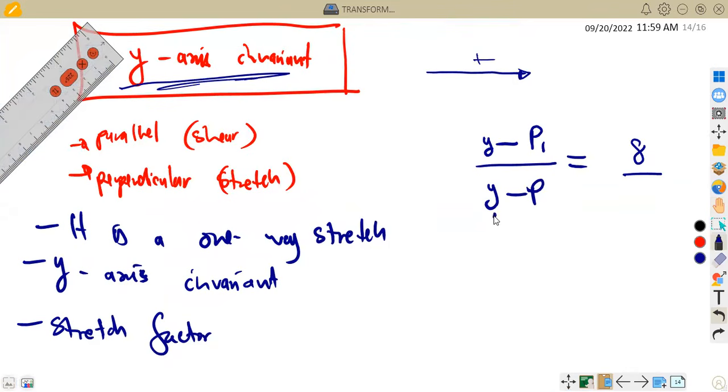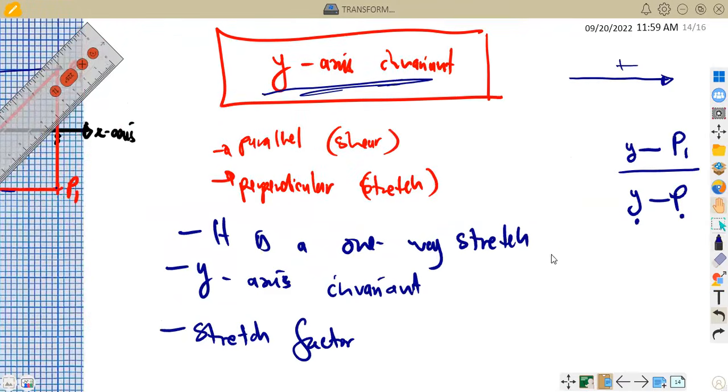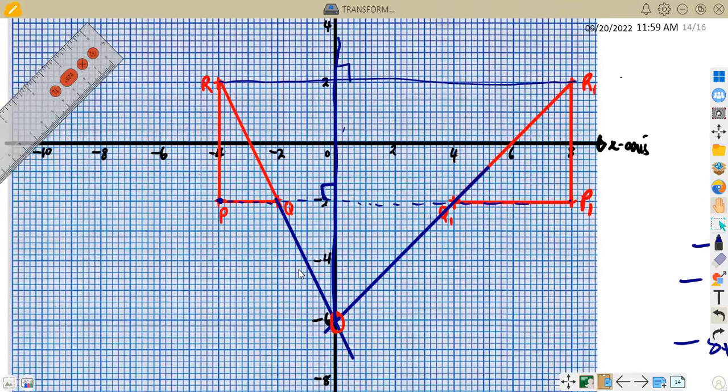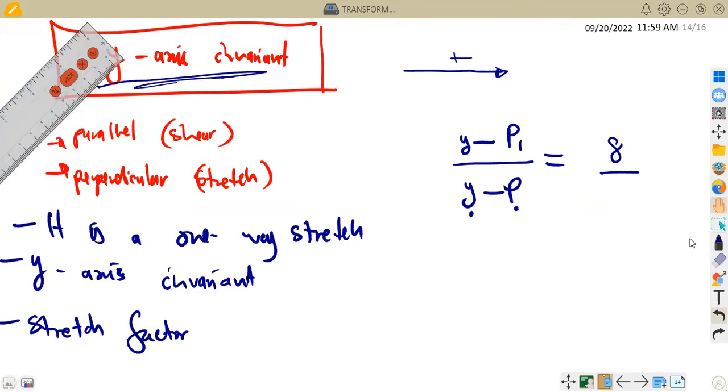Then from the y-axis, which is your invariant line, to the object, which is P, how many units are you going to move? We start again from the y-axis, going to P. As you can see, now we are going to the left, which means we are going to the negative. So it's going to be -2, -4. This one is -4 according to scale, okay? So you're going to divide by -4.